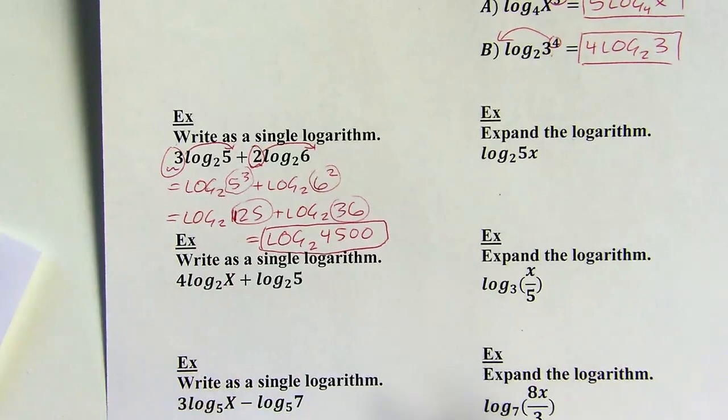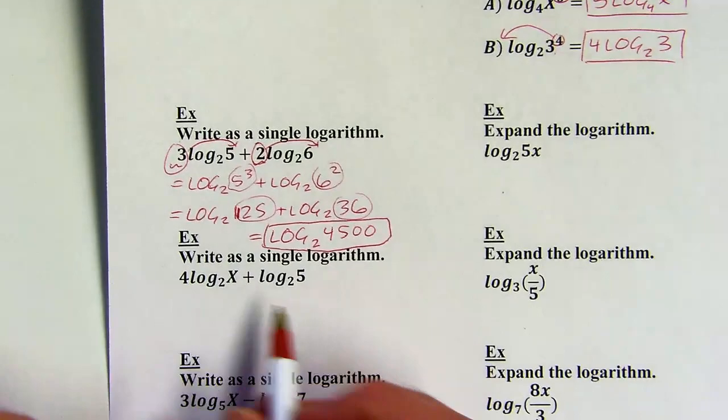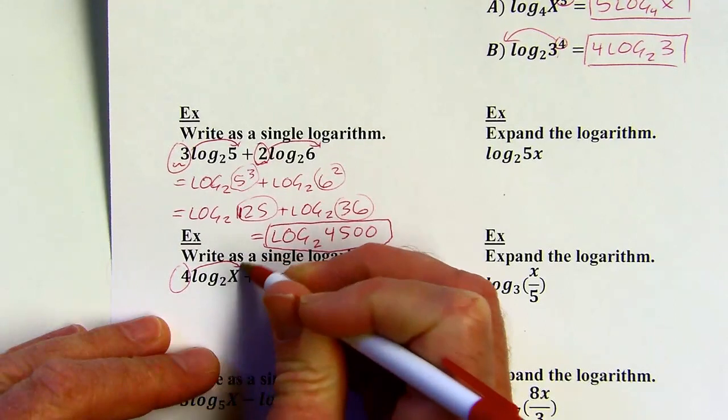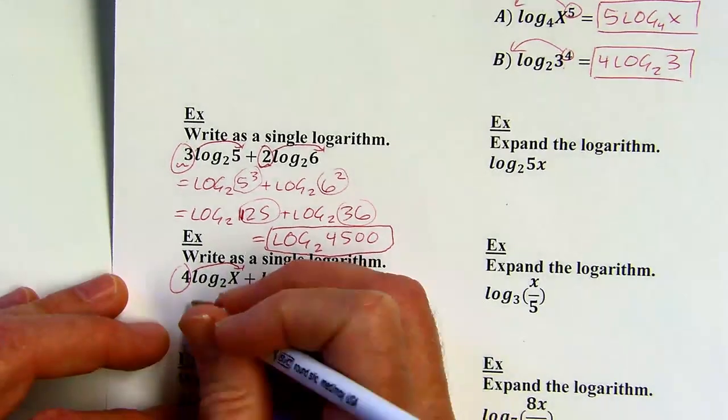Okay. All right. So same kind of thing here. I've got a base of 2, so that's good news. But first I got to move that coefficient into the exponent slot.